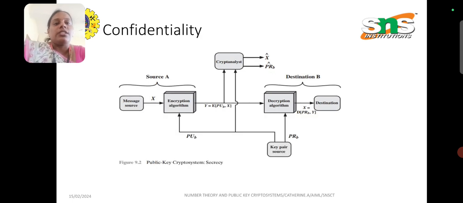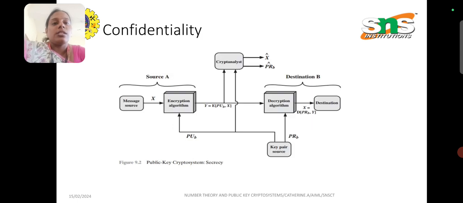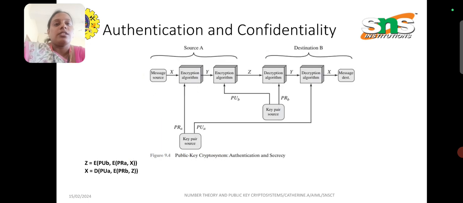So confidentiality. Message source is sent to the encryption algorithm, and the key pair source is used here in the decryption algorithm. The public key is sent to the encryption algorithm, and the private key is used for the decryption algorithm. This is the cryptanalysis technique, and finally we'll get the plain text at the destination.